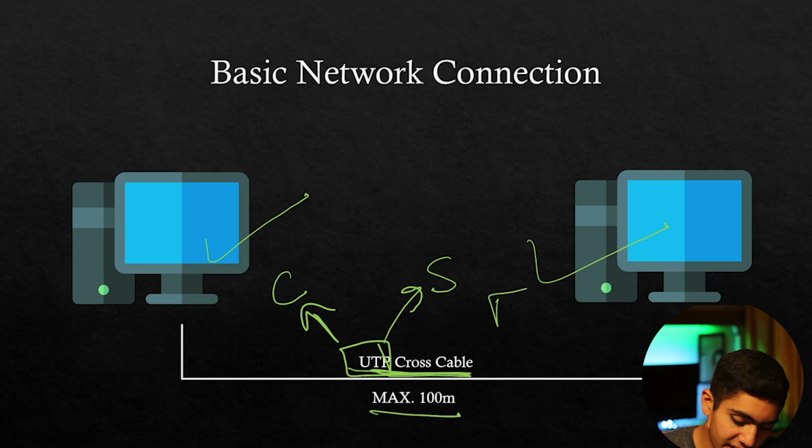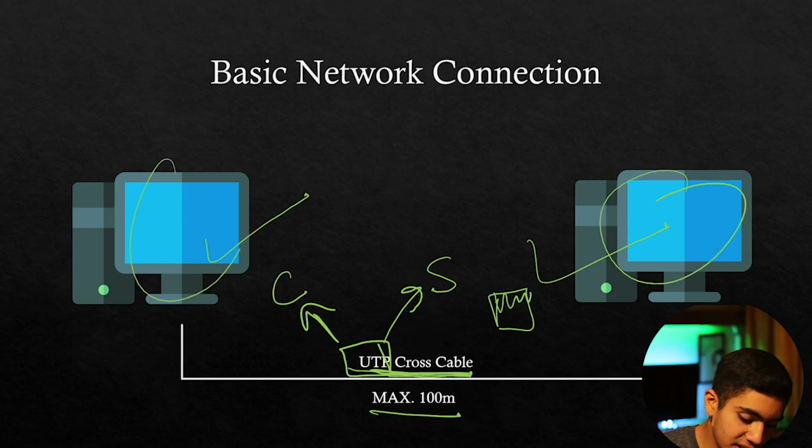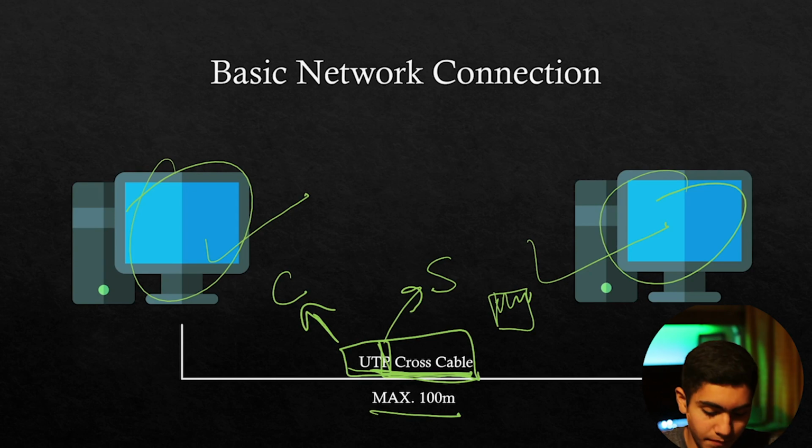So that Ethernet thing that you use is the UTP cable, and it is of two types, UTP cross and UTP straight. You're connecting a PC to a PC, so you're using the UTP cross cable. Just fix that in your mind.